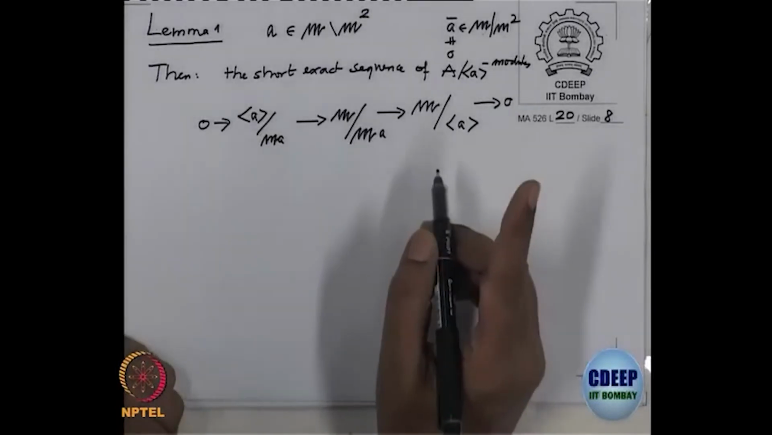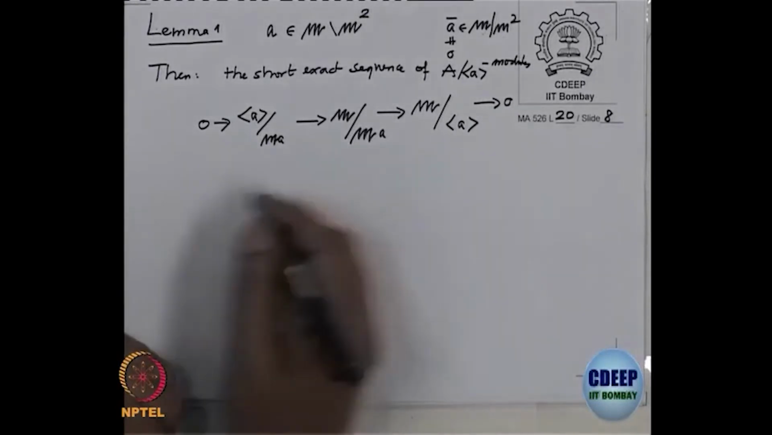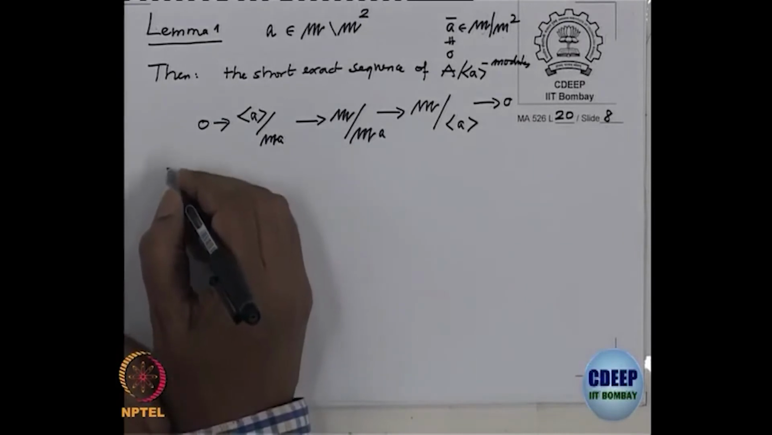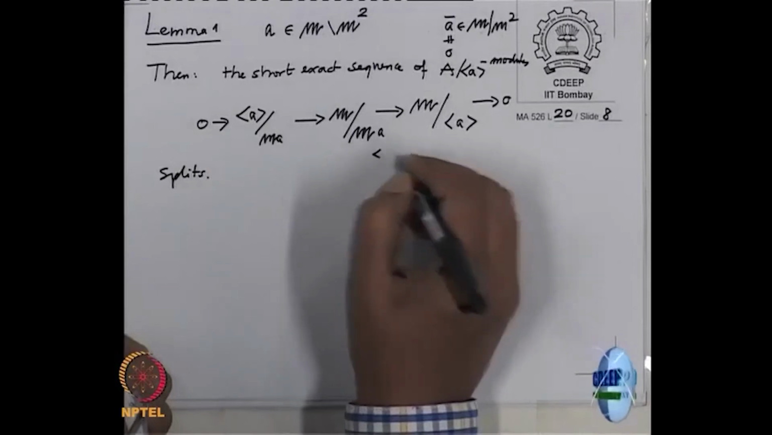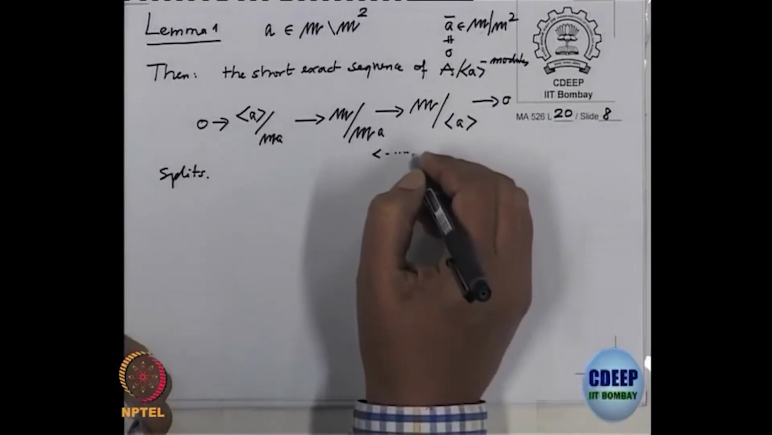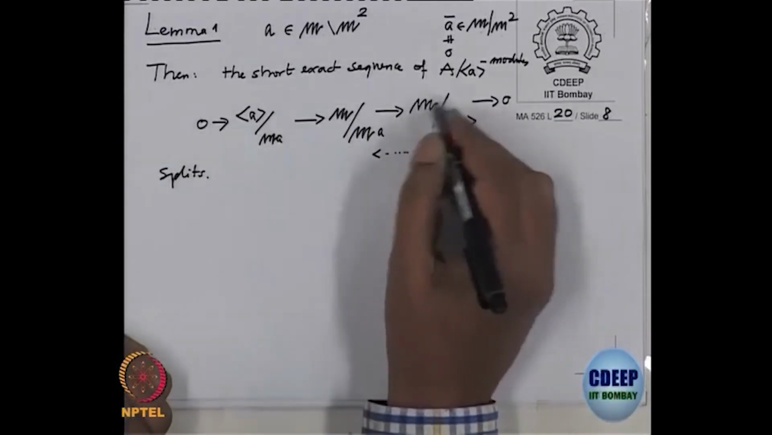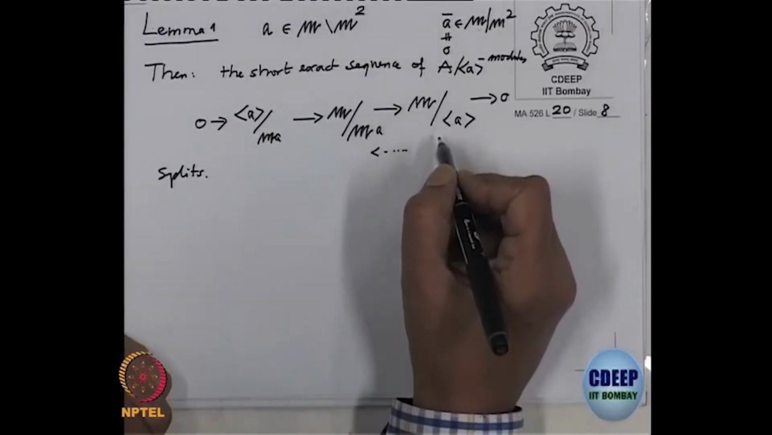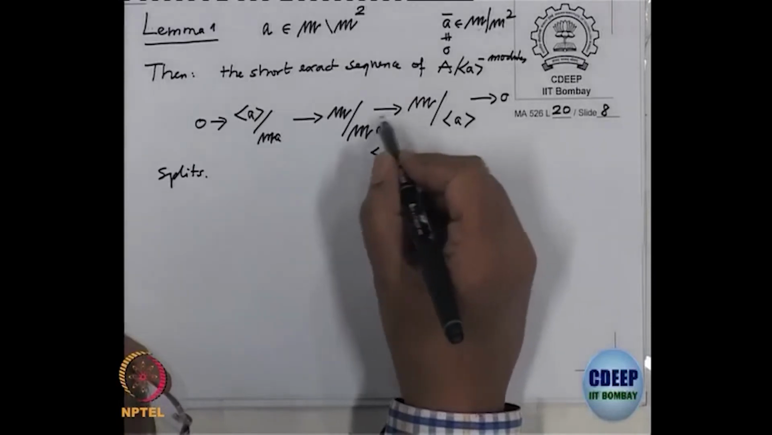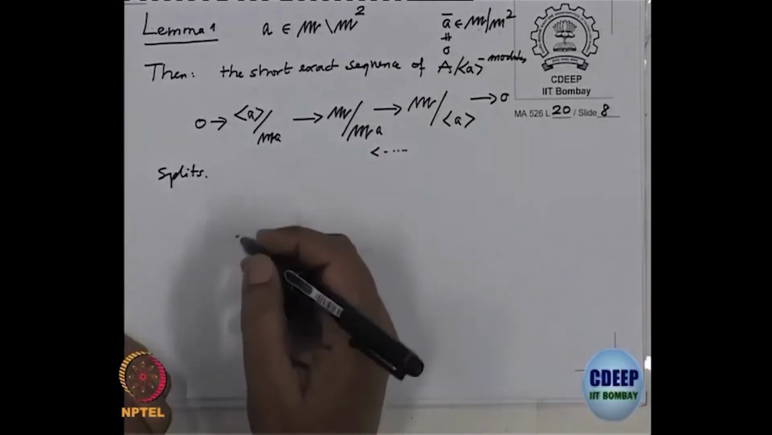Alright, so this one splits. That means there is a map in this direction, so that when I go like this, I get identity on this. That is the meaning of it splits. Such a map is called a section of this. Okay.